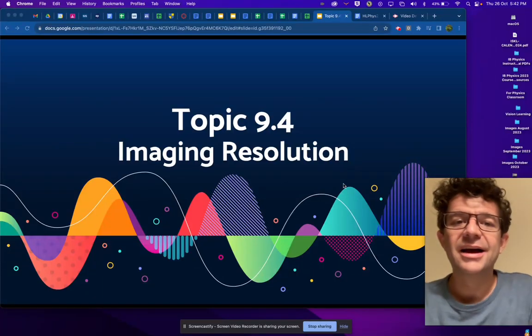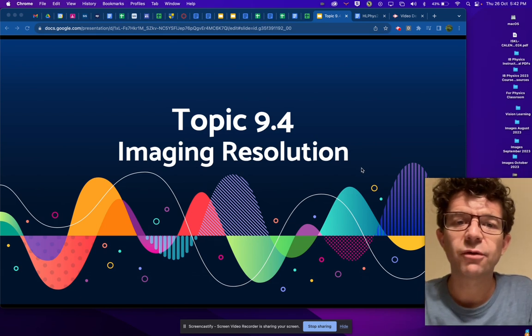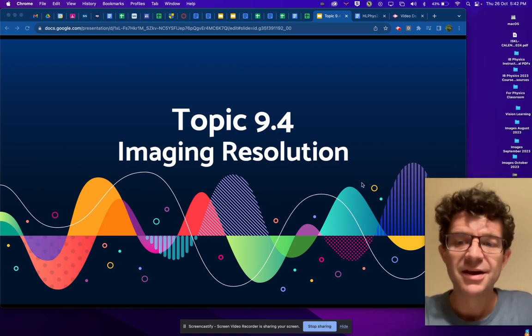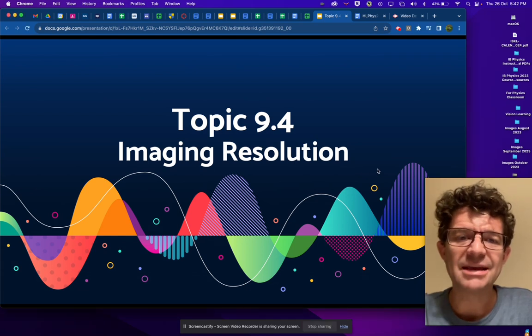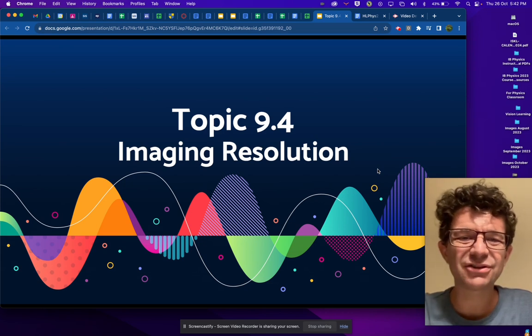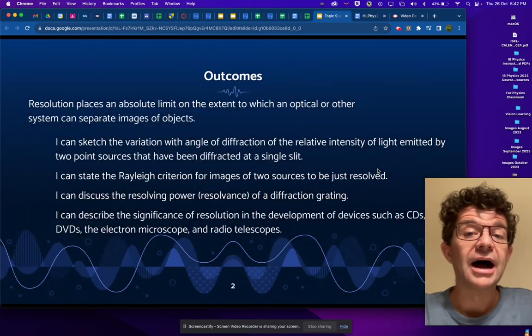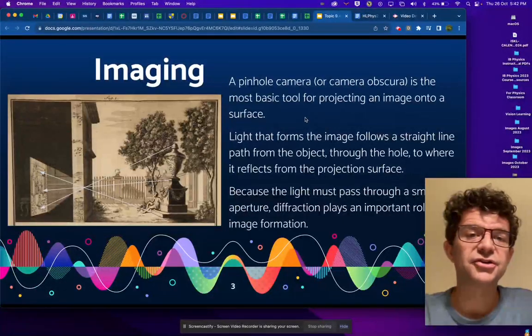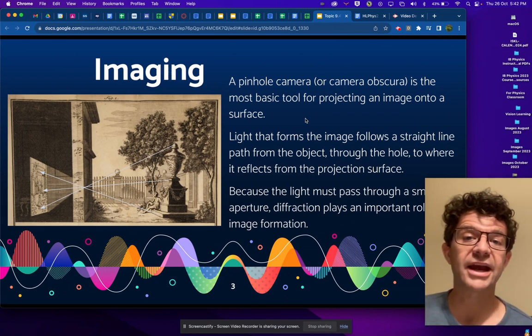Okay. The last topic that we'll look at this week is topic 9.4 on imaging resolution. It's a little bit of a strange topic because we don't actually look much at imaging. And so understanding the limits of imaging due to diffraction is kind of a little bit strange, but we'll charge ahead anyway. I'm going to start by introducing you to the most basic form of imaging, which is a pinhole camera, also known as a camera obscura.